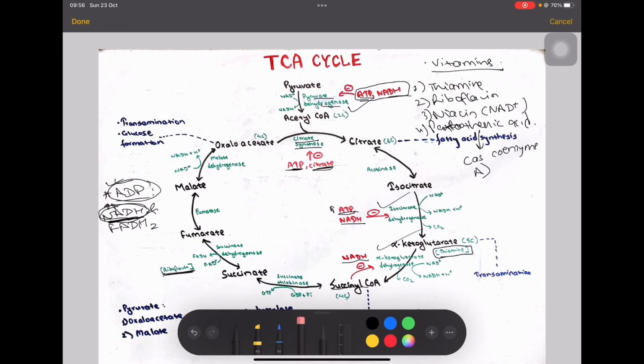So this is all about the TCA cycle, and it may be very difficult to memorize all these things, so you can read it again and again, and you can make a chart so that there will be visual memory.